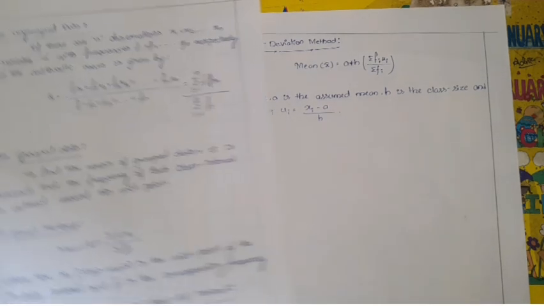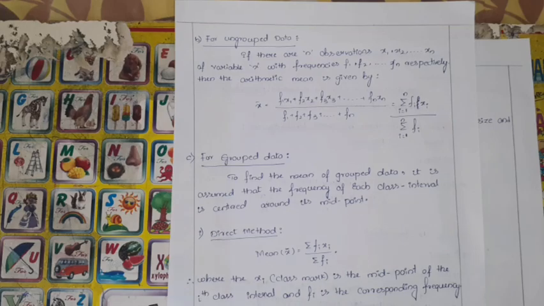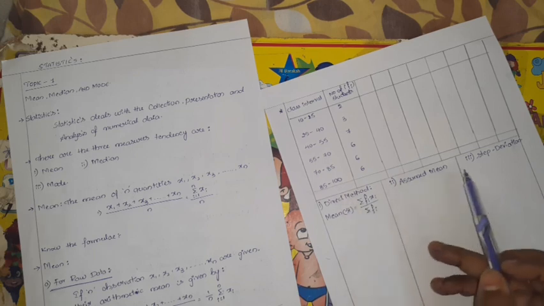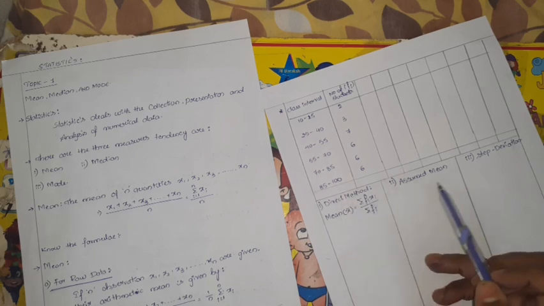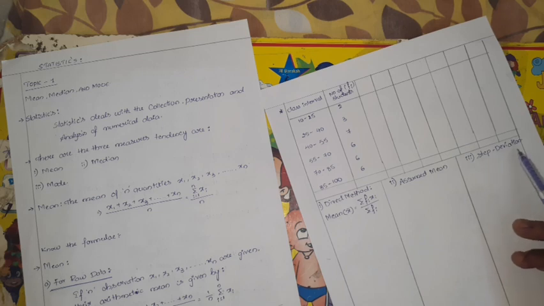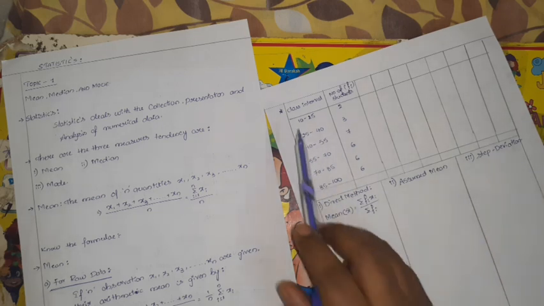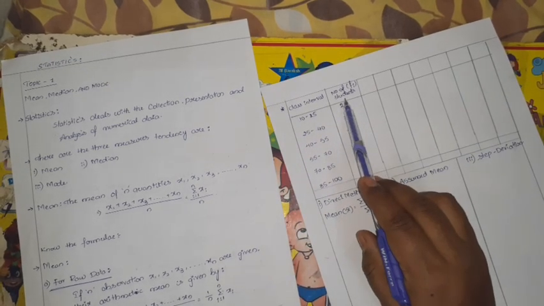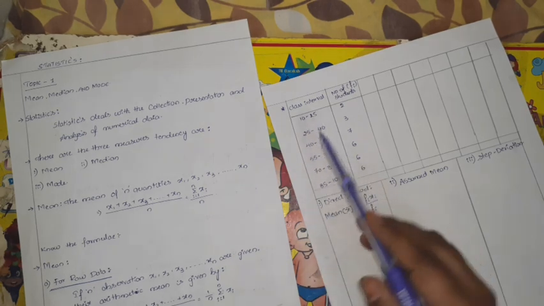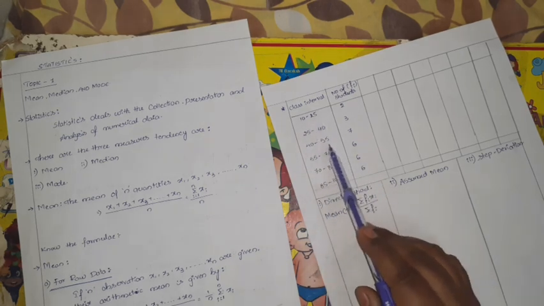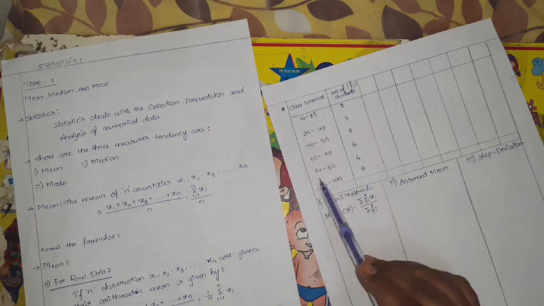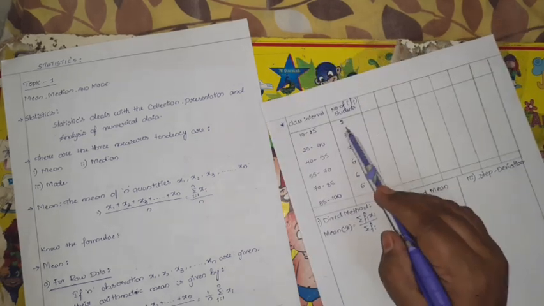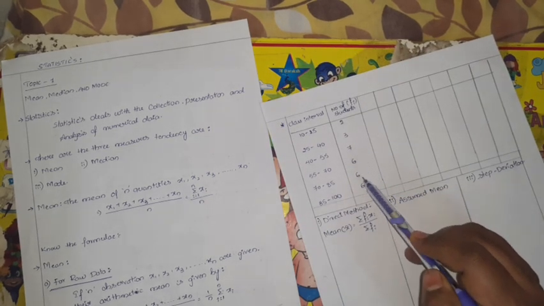First problem, I will tell you directly. We should draw the lines, and in this problem we need to calculate using all three methods: direct method, assumed mean method and step deviation method. So what is the question? Class interval and number of students: 10 to 25, 25 to 40, 40 to 55, 55 to 70, 70 to 85, 85 to 100. Number of students: 2, 3, 7, 6, 6, 6.